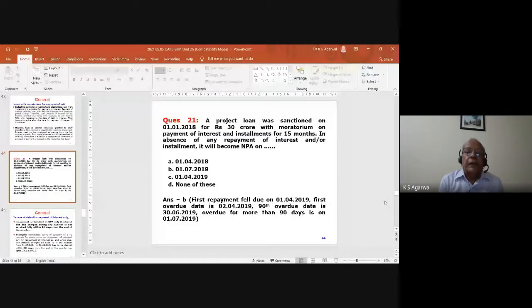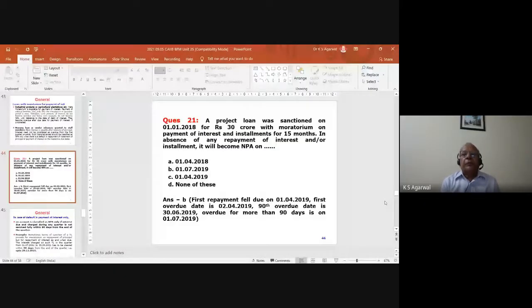So we can be clear by having an example. A project loan was sanctioned on 1st January 2018 for 30 crore with a moratorium on payment of interest and installment for 15 months. For 15 months, neither installment was due nor interest was due. In absence of any repayment or interest, it will become NPA when?